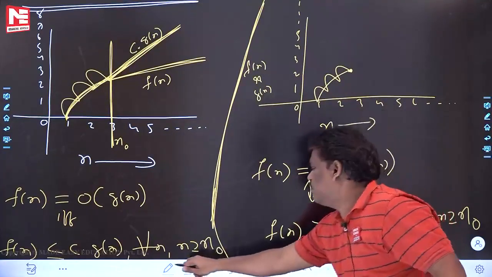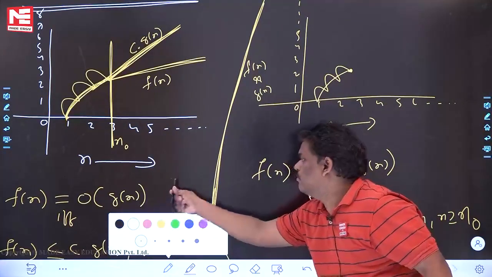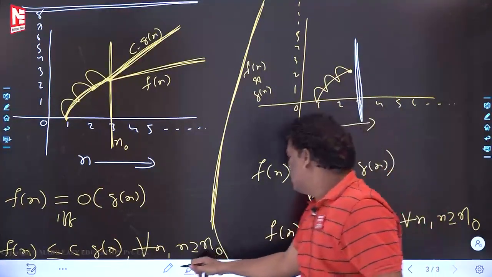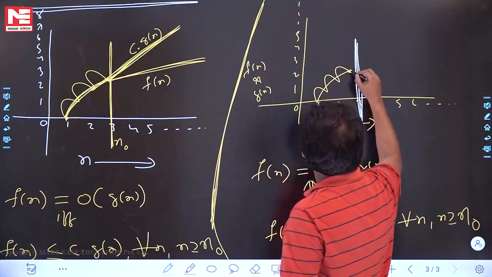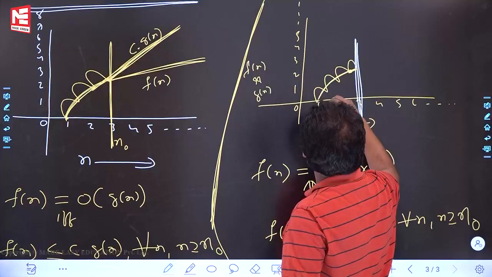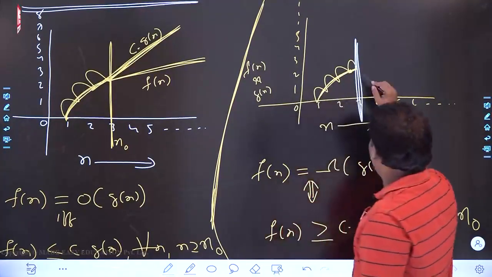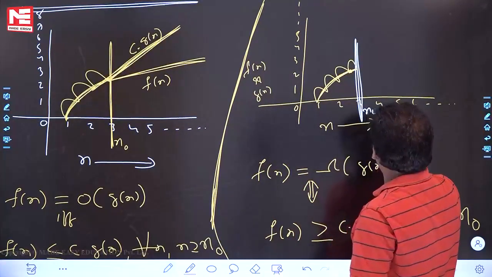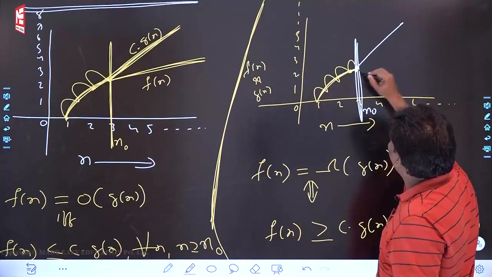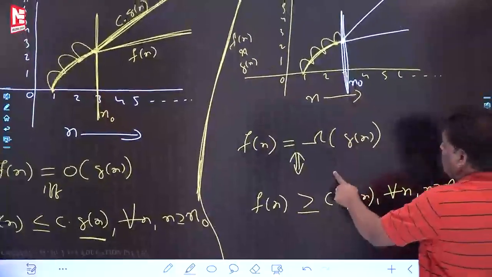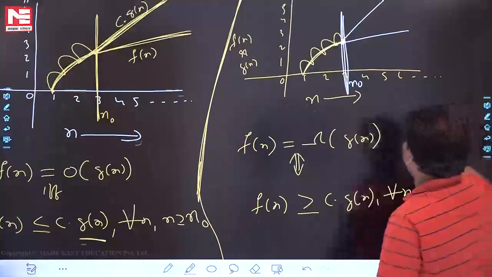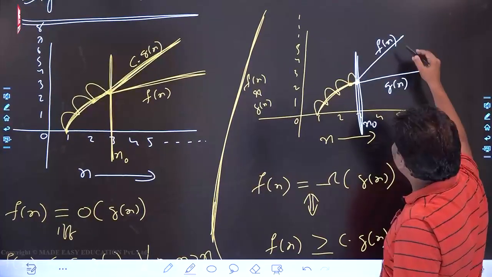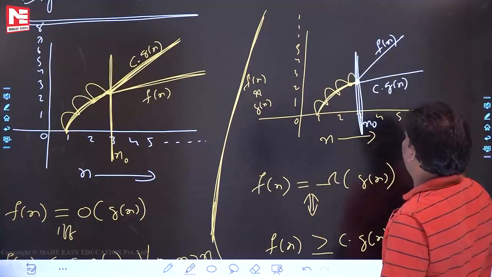Now see this one, from this point onwards. If you want, you can write a little extra also. That's okay. Until here I cannot say what is really going on between them, so it is assumed to be n0. From here onwards I can say clearly what omega means: g of n is smaller than f of n after taking c's help.